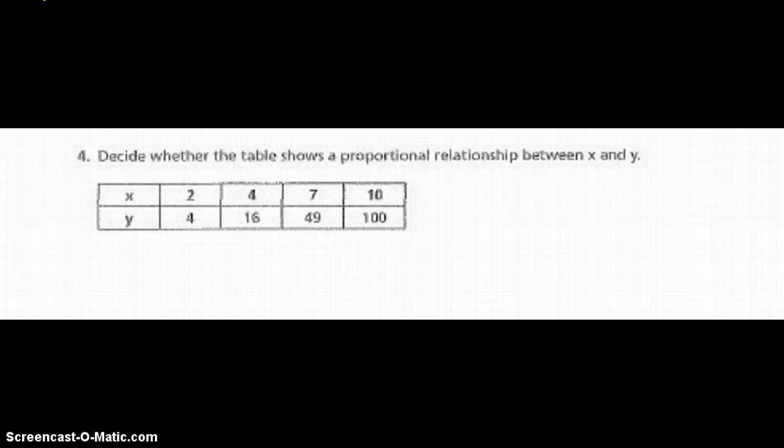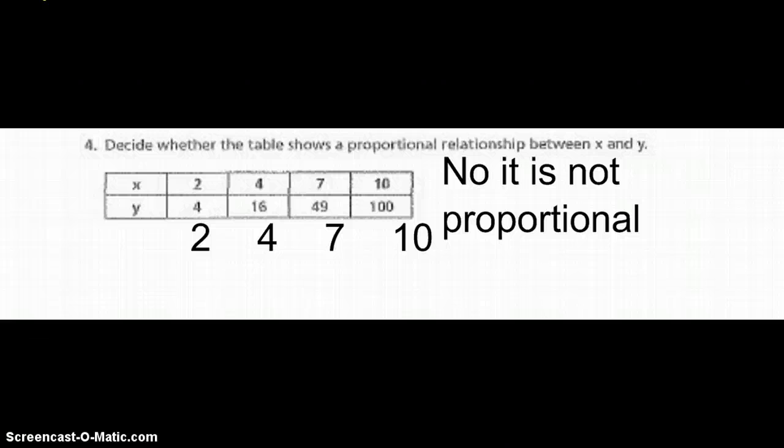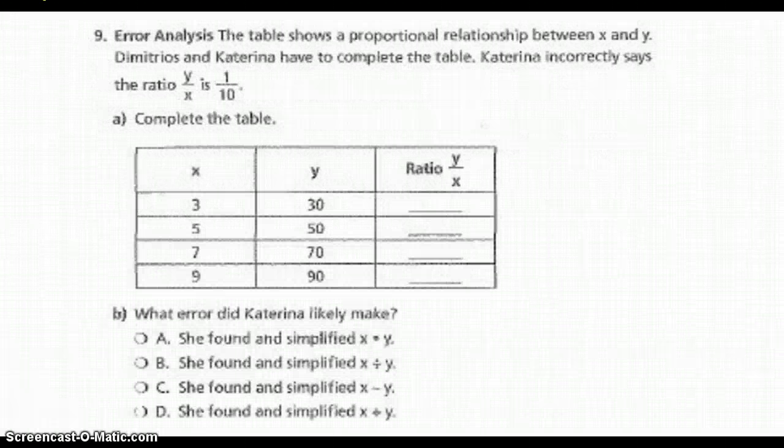Now try number 4. Decide whether the table shows a proportional relationship between x and y. Do the same thing that we tried in number 3, except this time try it on your own. Press pause while you're working and then press play to check your answer. This time, when you take y divided by x, you end up getting 2, 4, 7, and 10. That means that no, it is not proportional. You have to get the same answer every time in order to show a proportional relationship between x and y.